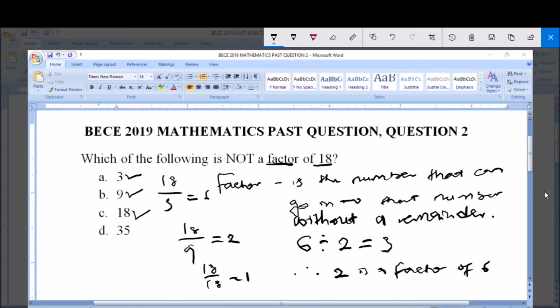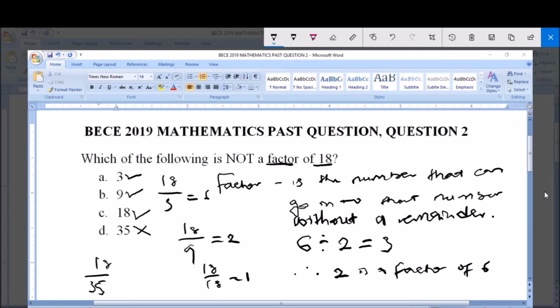Now D here says 35. If you look at it, 18 divided by 35, you see that this 35 is larger than 18. That means 35 cannot go into 18, and therefore you cannot regard 35 as a factor of 18, because we say a factor of a number is the number that can go into that number without a remainder. If you look at 35 here, it is larger than 18 and cannot go into 18. That means you can't divide 18 by 35. So definitely 35 is not a factor of 18.